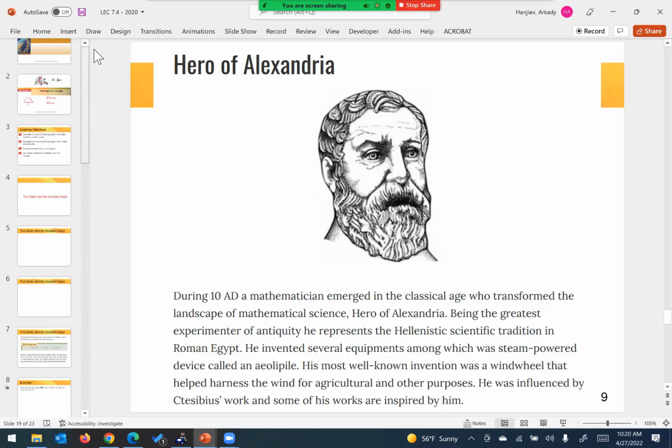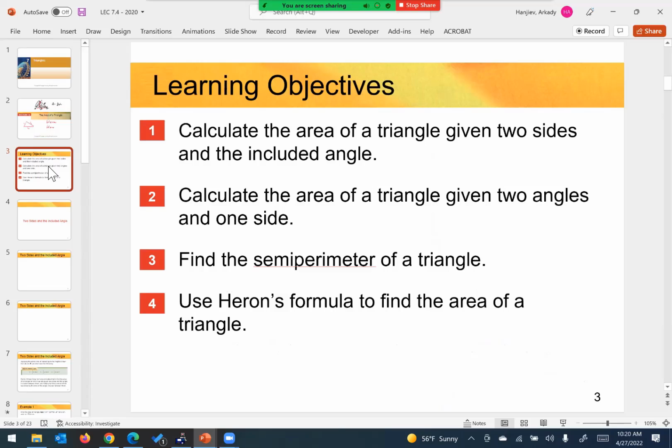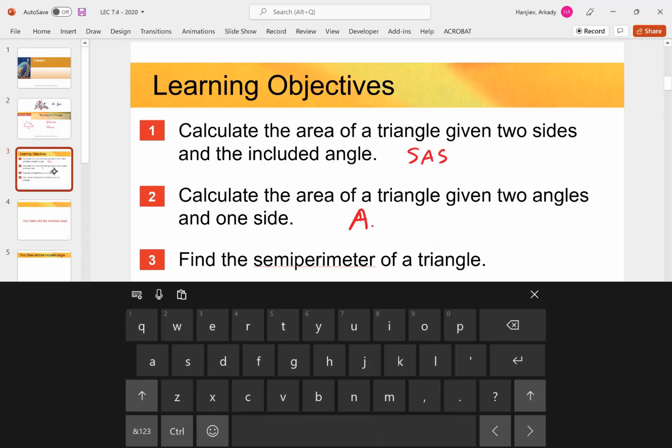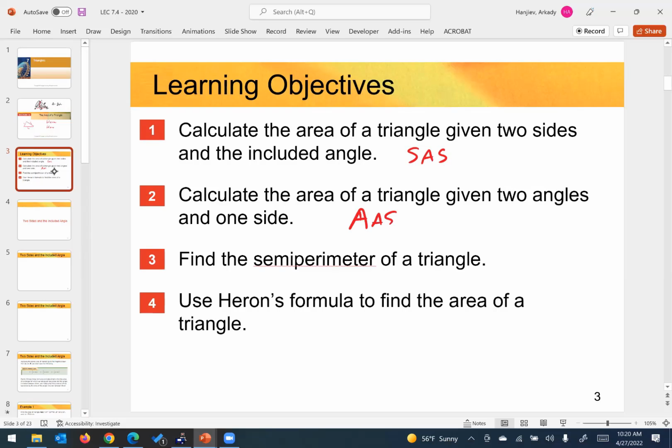Okay, so before we get there though, let's go back to here. Lesson for today: we're going to figure out the area of a triangle based upon 2 sides and the included angle. So we want to say SAS. Then we want to calculate the area given 2 angles and a side. Then we're going to figure out semi-perimeter, but that's just to lead to Heron's formula. Semi-perimeter, we'll talk about it. It's kind of the perimeter of a triangle, but that's where we have the lesson.